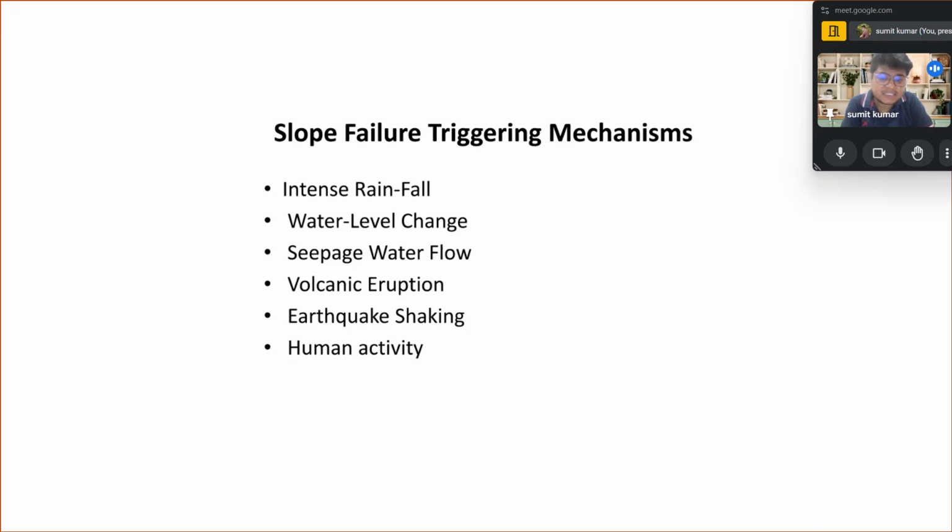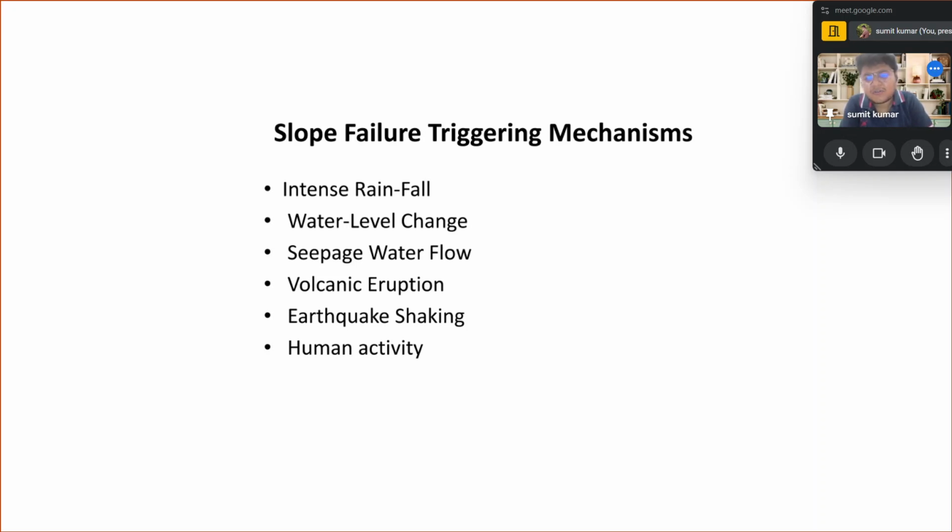Subsequently, the water level change. As has been discussed, during the rainfall the water table rises up. As the water table rises up, the pore water pressure increases. Subsequently, the effective stress gets reduced, and similarly results in a reduction in the shear strength of the soil. Seepage water flow is also associated with the rise of the water table, so that is one more additional point that triggers the failure of the slope.